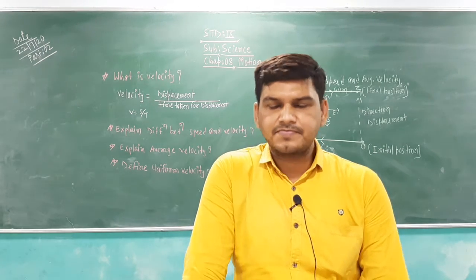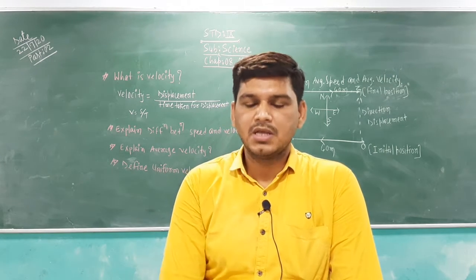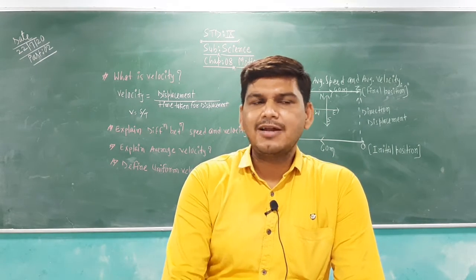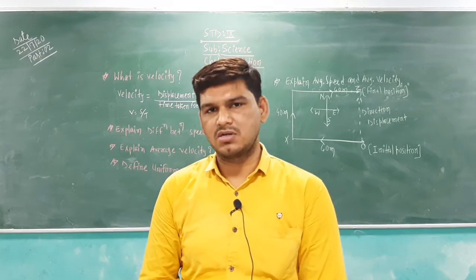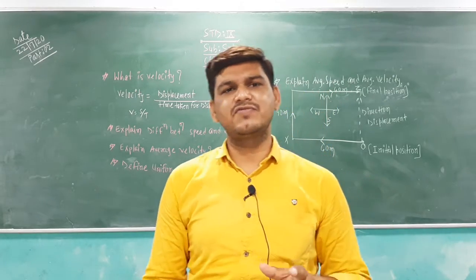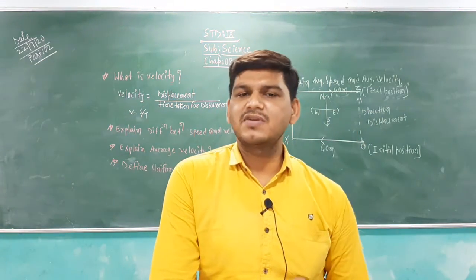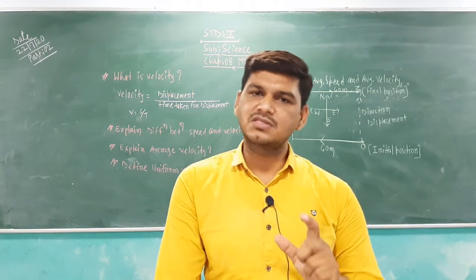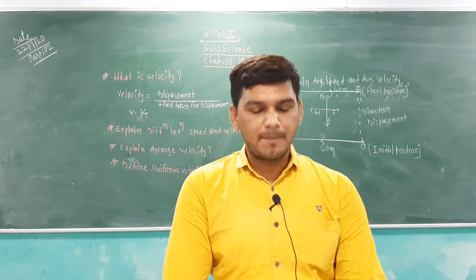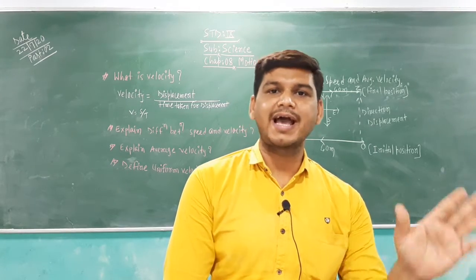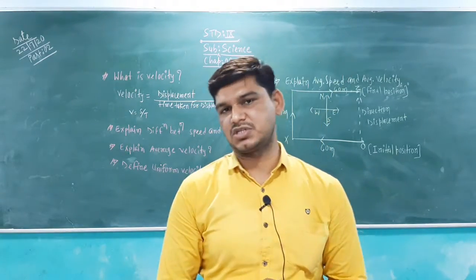Now, what is velocity? First of all, speed: which type of quantity is it? Speed is a scalar quantity that only tells how fast the body is moving. It requires only the magnitude. It doesn't require the direction in which we are moving. It does not give the information in which direction the body has moved.